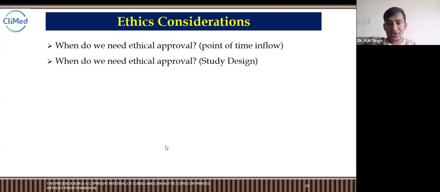Sir, for clinical audits, do we need EC approval? No, clinical audits not at all required. So if they are giving any new intervention discussed, animals done.